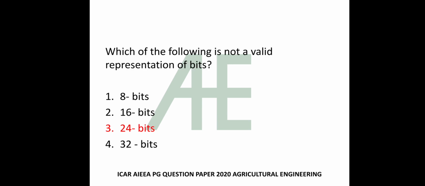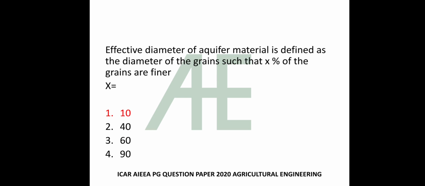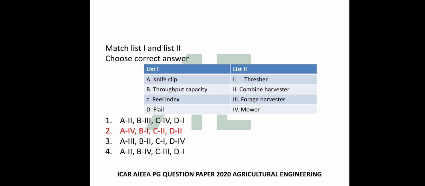Which of the following is not a valid representation of bits? 8 bits, 16 bits, 14 bits, 32 bits. 24 bits is the correct answer. Effective diameter of aquifer material is defined as the diameter of the grain such that x% of the grains are finer. X is equal to 10, 40, 60, 90. The answer is x equal to 10%.